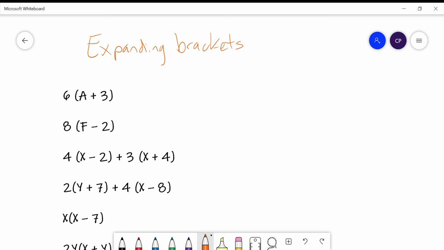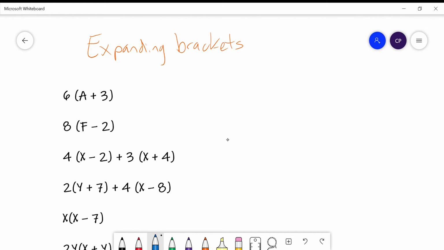So Year 8, this is a quick recap on expanding brackets. It's something we did earlier in the year, and it's hopefully something that with a little bit of demonstration you'll be able to have a go at. And it's something we need to be able to do, so please have a practice. So expanding brackets just means we're multiplying everything inside the bracket by what's outside the bracket.